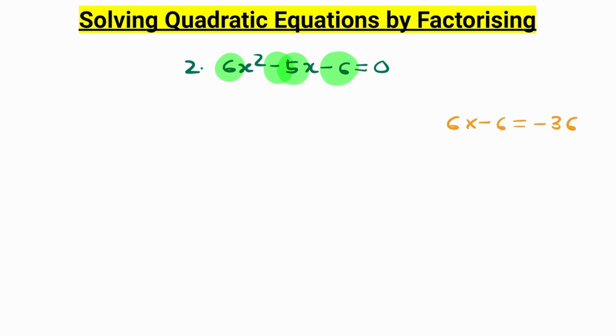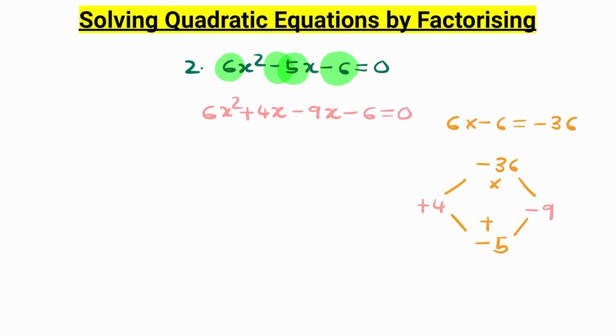And then now we should think of two numbers that would multiply to get minus 36 and would add up to get minus 5. Think of two numbers now. We can take plus 4 and minus 9. So now we can write minus 5x as plus 4x minus 9x. Now we can write the rest of the equation. 6x squared minus 6 equal to 0. Now we can divide the equation into two parts. 6x squared plus 4x plus minus 9x minus 6 equal to 0.